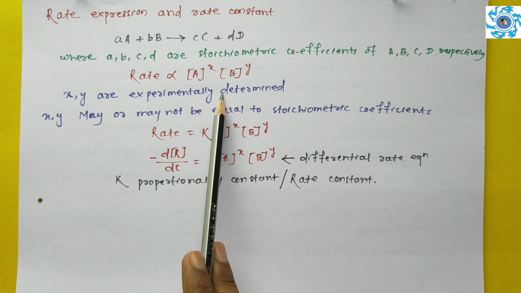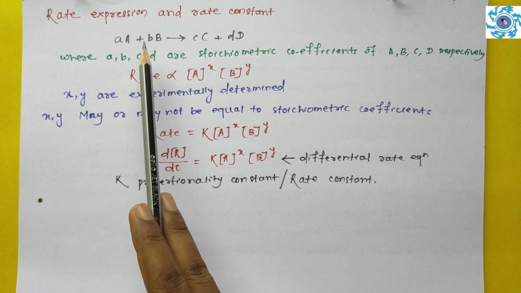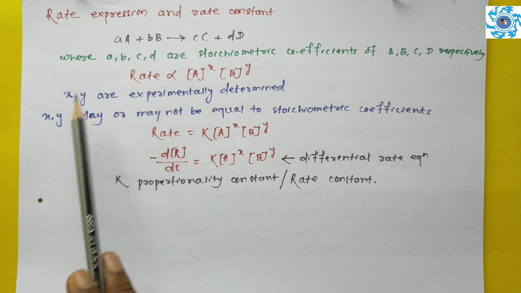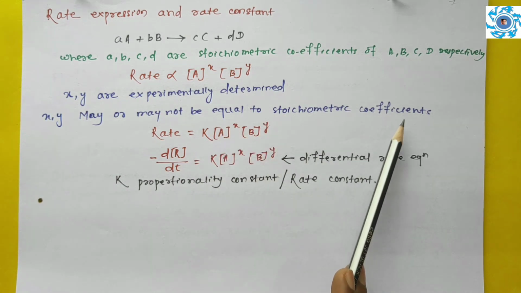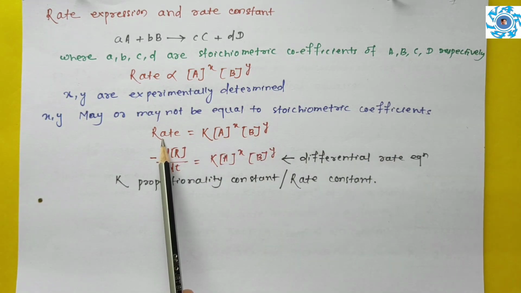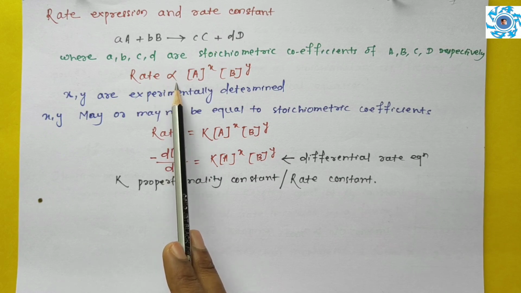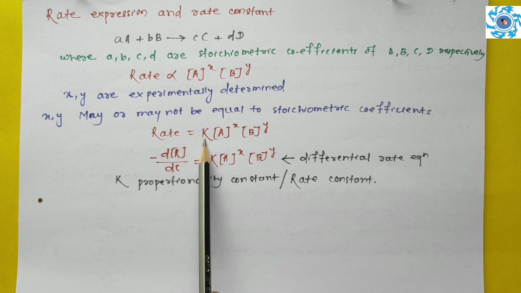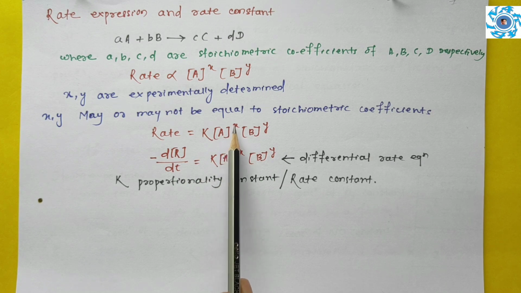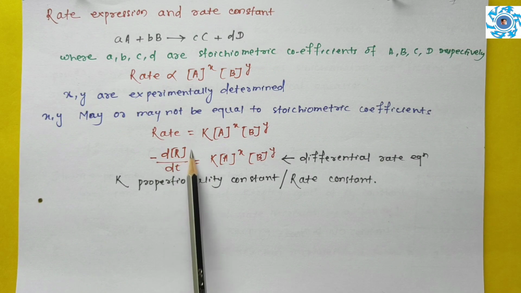And we cannot say that x is equal to a, y is equal to b. It may be same, it may be different. That is, x and y may or may not be equal to stoichiometric coefficients. So rate is equal to, if we remove this proportionality sign, then we have to multiply a constant. That constant is here taken as k. So rate is equal to k concentration of A to the power x into concentration of B to the power y.